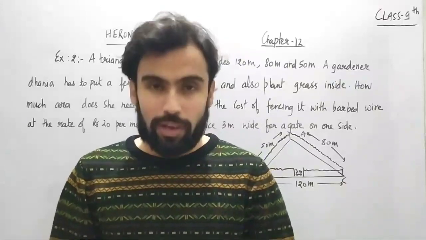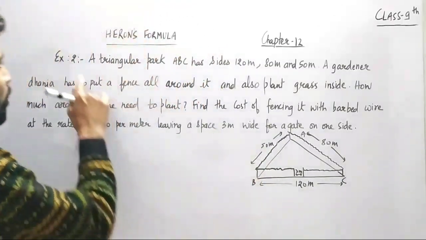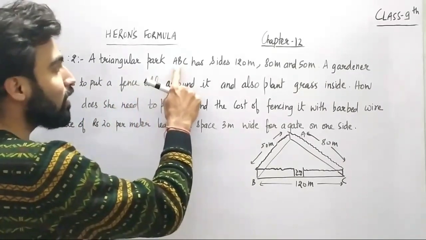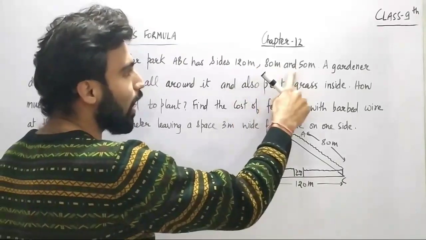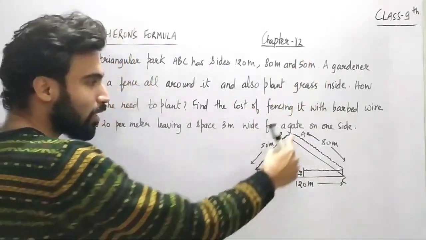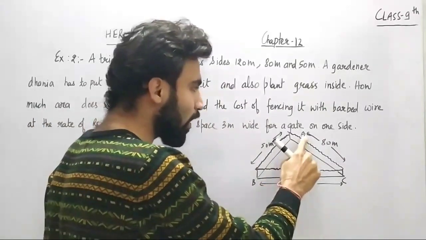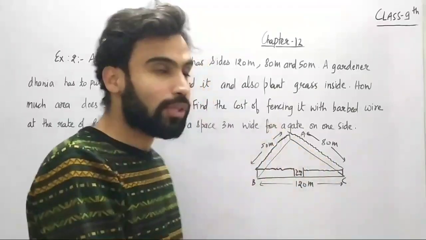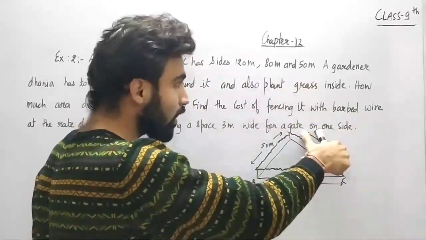So students, now let us move on to the next example here. Example number 2 is that a triangular park ABC has sides 120 meter, 80 meter and 50 meter, right? So you can see here I have drawn a triangular park. Let me just show you that here I have written A, B and C, right?